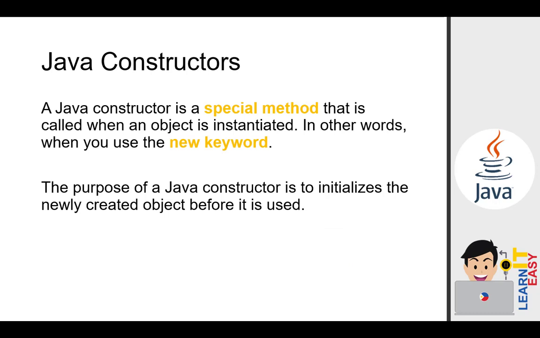A Java constructor is a special method. It's just a method, pero special, that is called when an object is instantiated. In other words, when you use the new keyword. So when we say constructor, it's nothing but a method, but rather a special one. Kasi nga, na-invoke lamang siya sa tuwing gagawa tayo ng instance ng isang bagong object, or whenever you use the keyword new. So for example, sa tuwing gagawa tayo ng instance ng scanner class, yung System.in na nilalagay natin after ng new keyword is yung actual value na pinapasa natin sa constructor na Scanner.